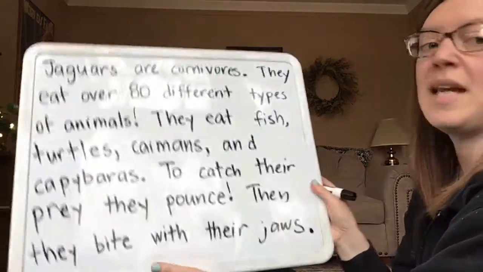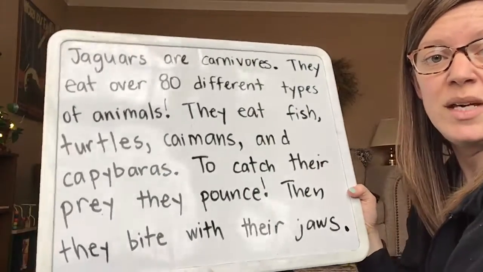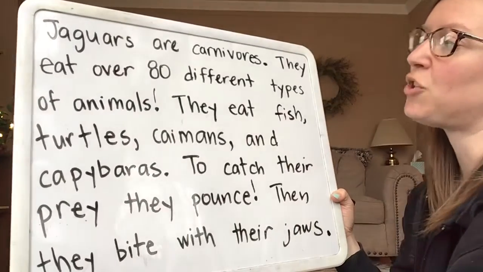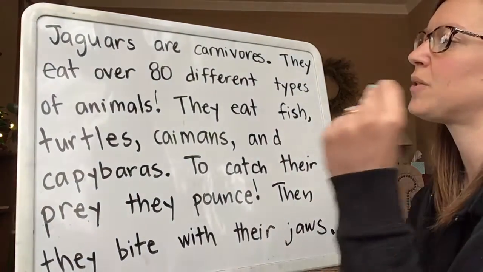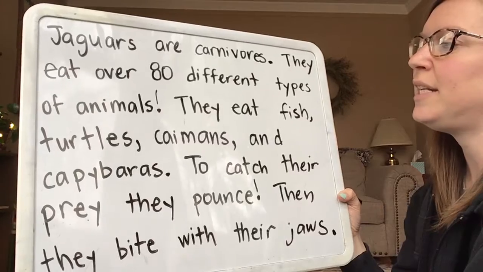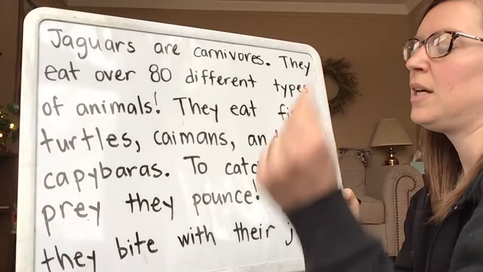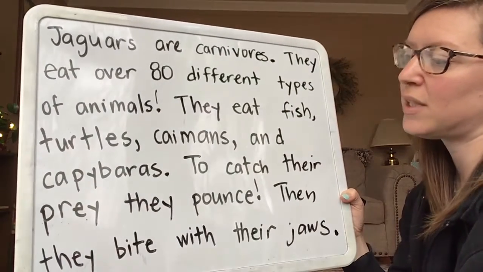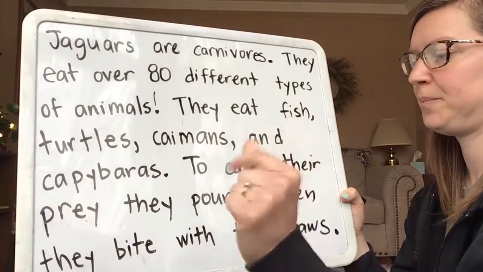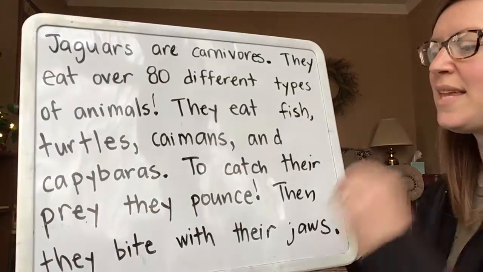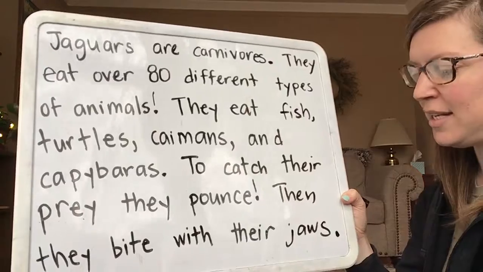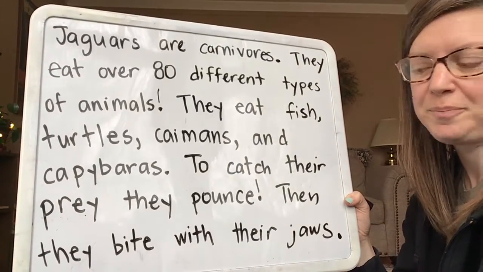All right, now I'm going to read. You can read again with me, and you can snap when you get to the punctuation. Jaguars are carnivores. They eat over 80 different types of animals! They eat fish, turtles, caimans, and capybaras. To catch their prey, they pounce! Then they bite with their jaws.